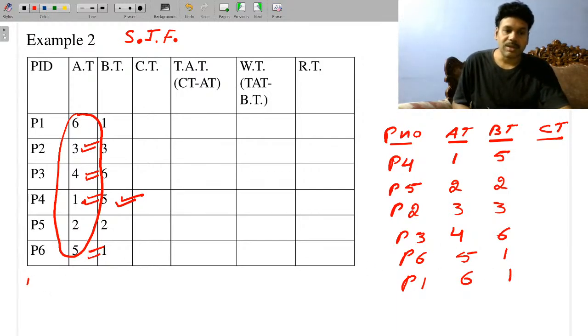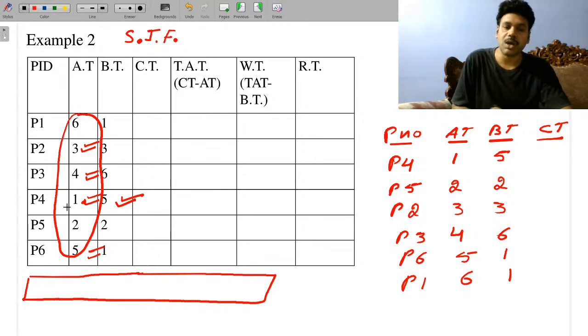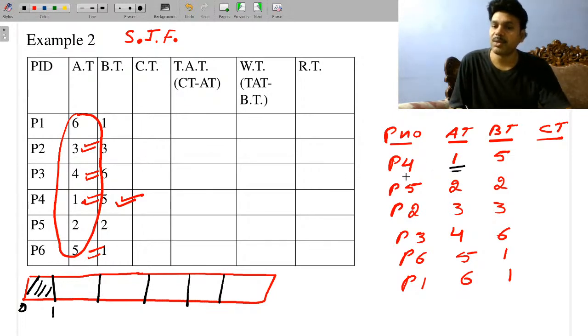Now you tell me the Gantt chart. We want to execute based on shortest job first. At 0, nobody is there, therefore the CPU is kept idle up to 1. At 1, P4 has come, so we post P4. I require 5 units of time.